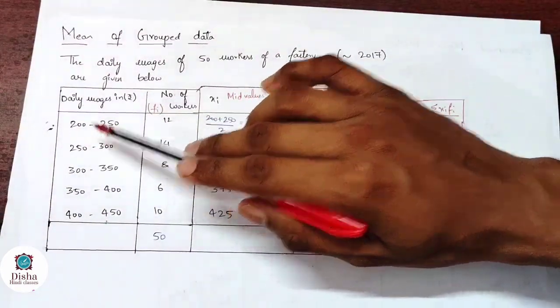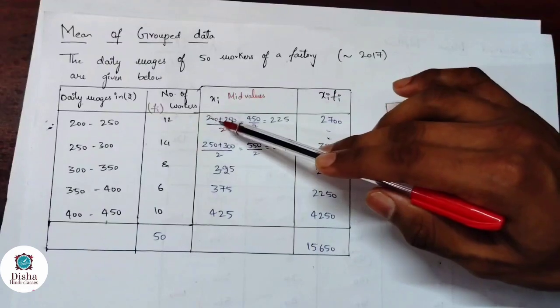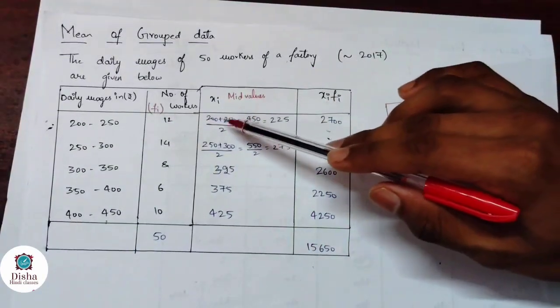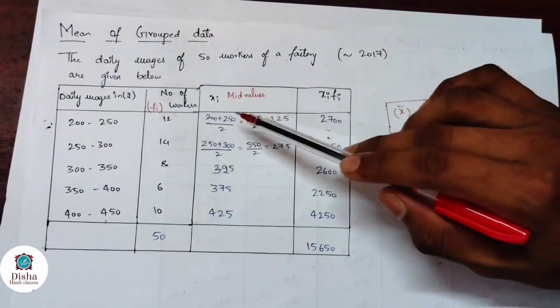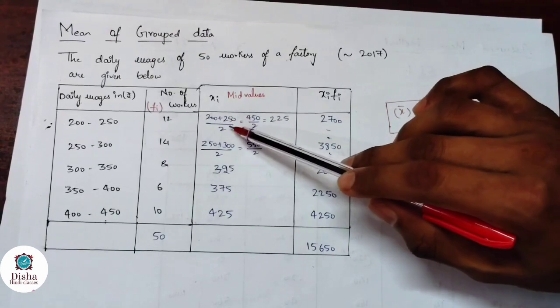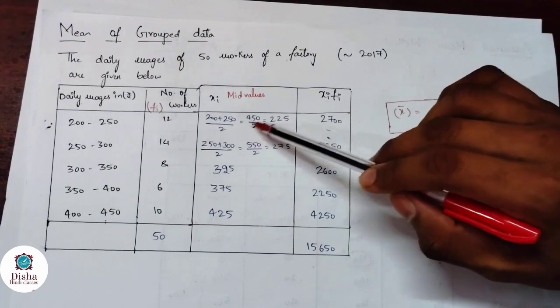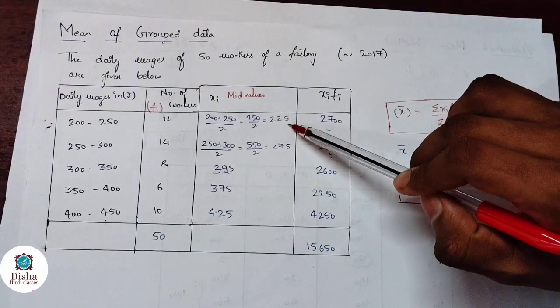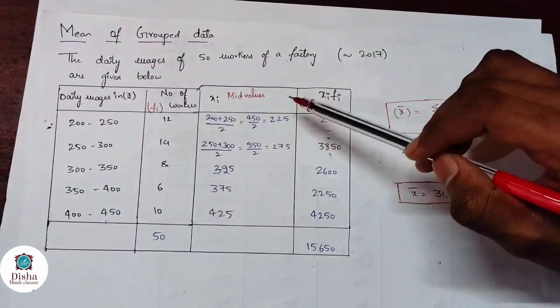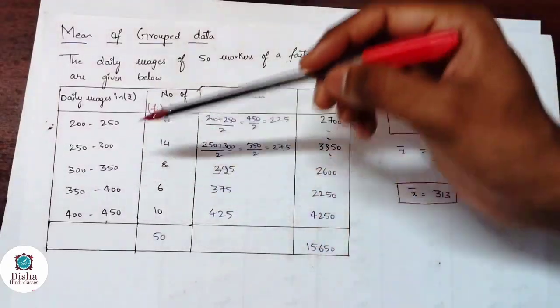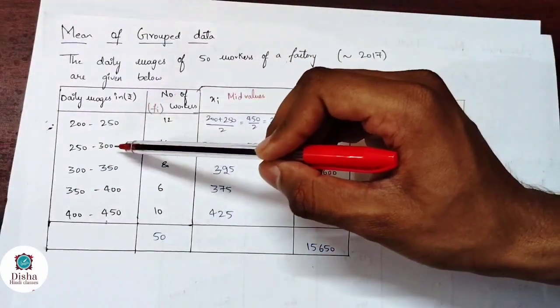So how do we do it? Lower limit is 200 here. So we take 200, then we add 250 to it, then we divide it by 2. 200 plus 250 divided by 2. So 200 plus 250 would be 450, then we divide it by 2. So we get 225.